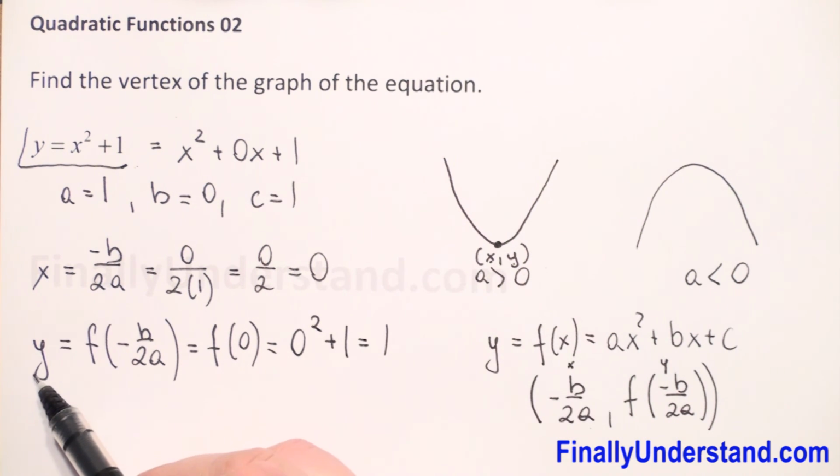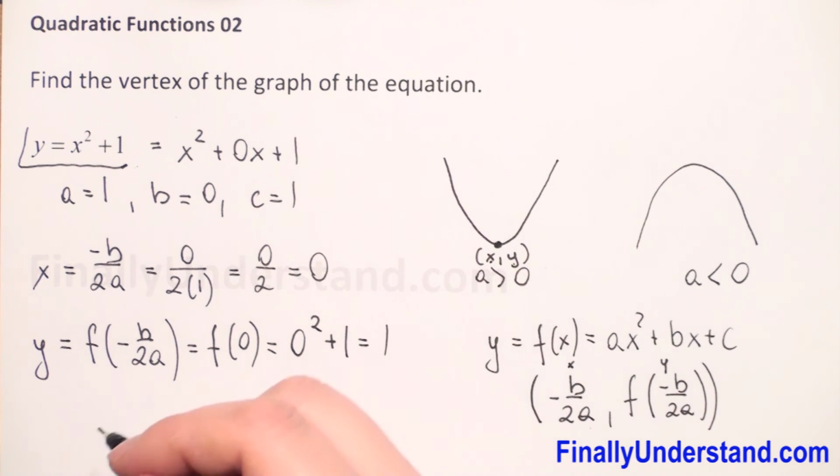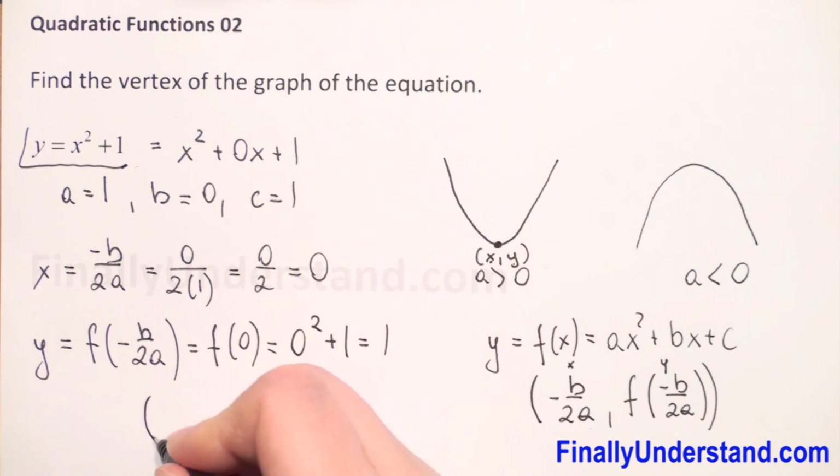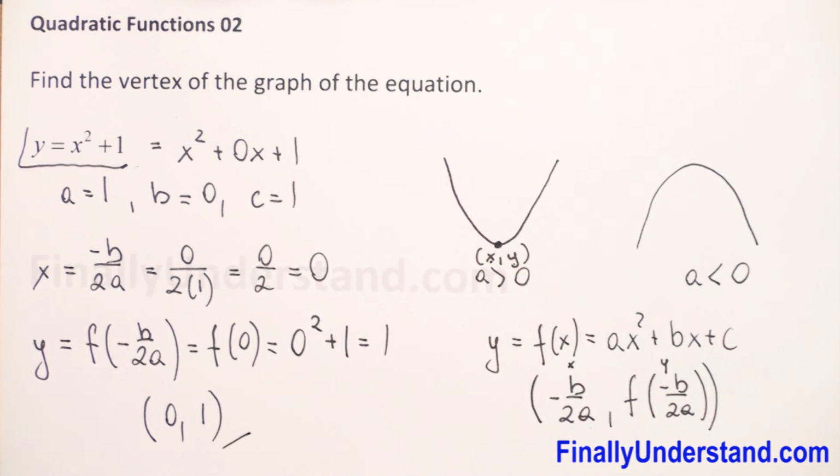We have x and y. So we can write that the coordinates of our vertex are 0 and 1. This is my solution.